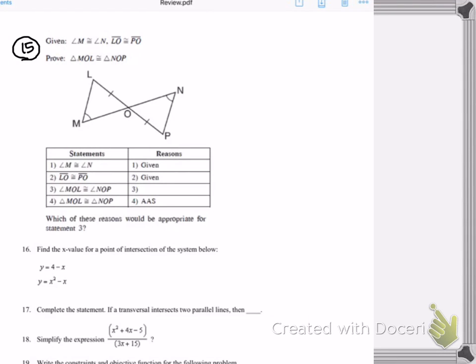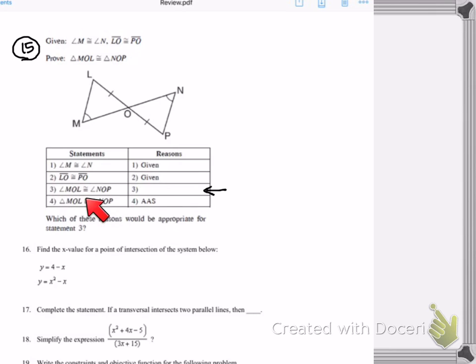In problem number 15, it's a proof, so it looks really scary, but you don't need to be worried about it too much. This is a fill-in-the-blank proof, and all you have to do is determine what's the reason for this blank. So what we need to do to determine this reason is to see what it's talking about over here in the statements column.